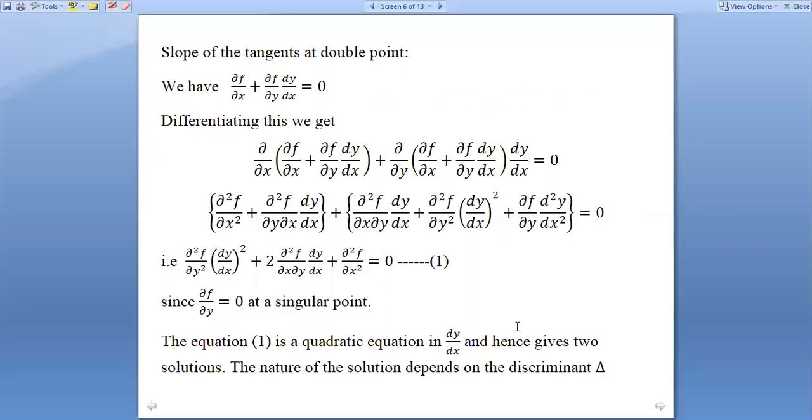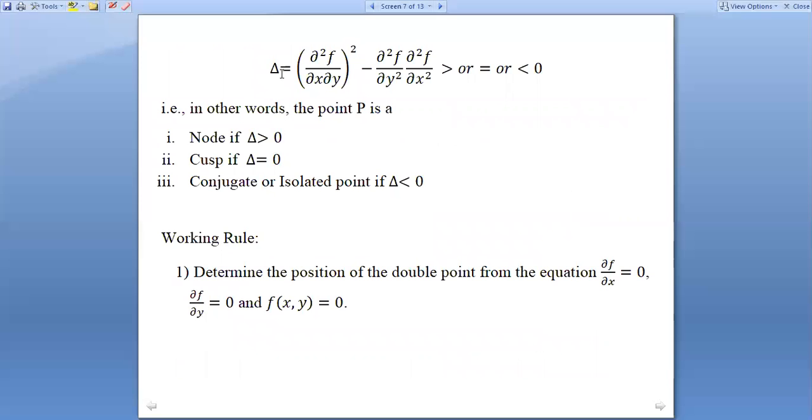If b square minus 4ac is greater than 0, you will get real roots because you have a square root of a positive number. If b square minus 4ac is less than 0, you will get an imaginary number, as you will have the root of a negative number. So depending on b square minus 4ac, you can say whether you have two real and distinct roots, or two real and identical roots, or imaginary roots.